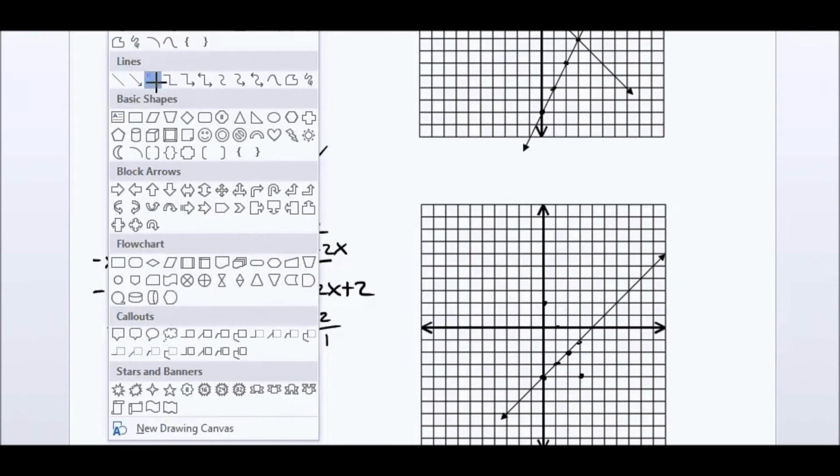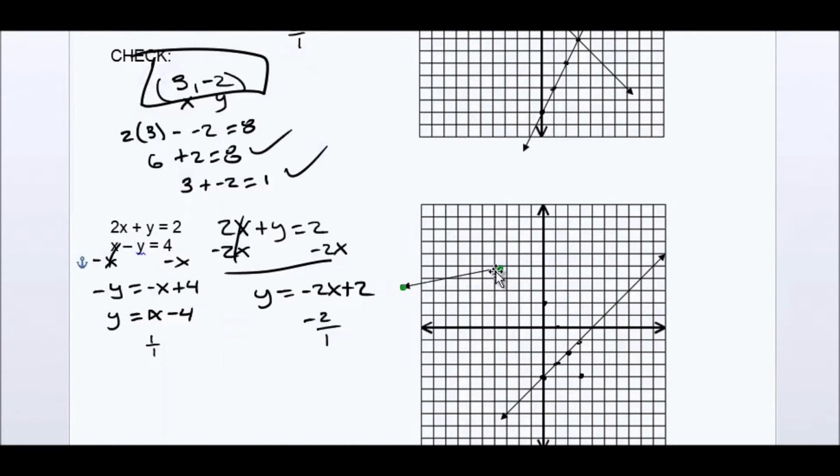So I'm going to plot that. Oops. This is what I get for doing it too fast. Right there. There you go. So the point of intersection is my solution. That is 1, 2, 1, 2. So it's 2, negative 2.